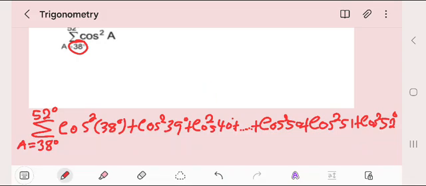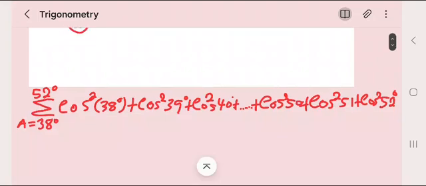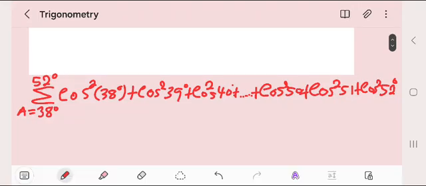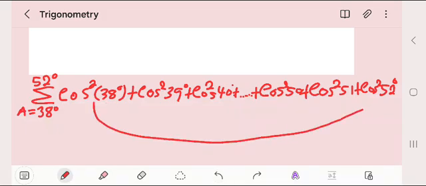There's something interesting here. I want you to check something. For argument's sake, let me add the first and the last. Check the pattern in the degrees. You have 52, you have 38. You can simply say 38 plus 52 gives you 90.